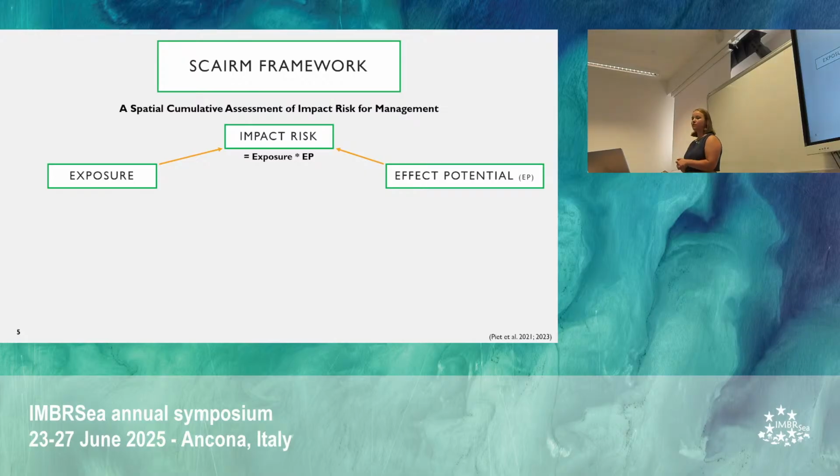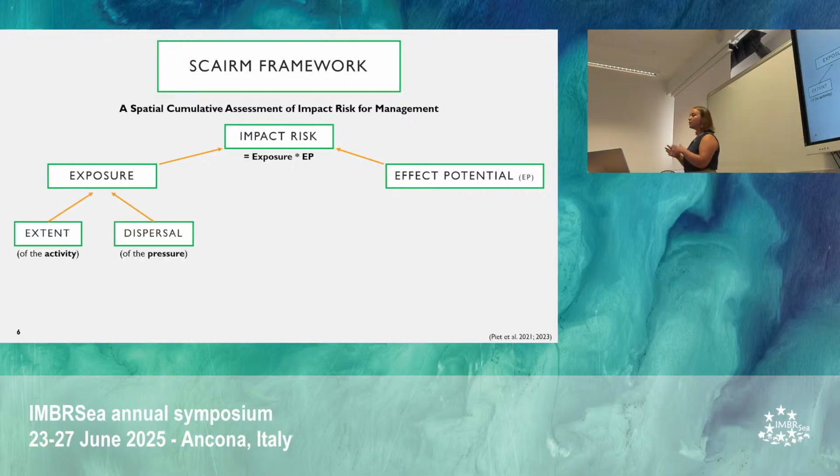SCARAM stands for Spatial Cumulative Assessment of Impact Risk, specifically designed to inform management. So when we talk about impact risk, this is calculated by the spatial distribution of stressors and receptors, or exposure, and the effect potential. So this is the relevant decrease in abundance of a given ecosystem component. Exposure is broken down into the spatial extent of an activity and how that activity's pressure disperses within the environment.